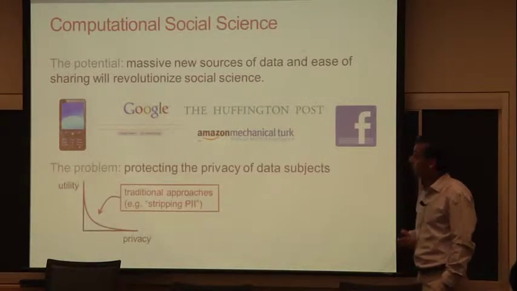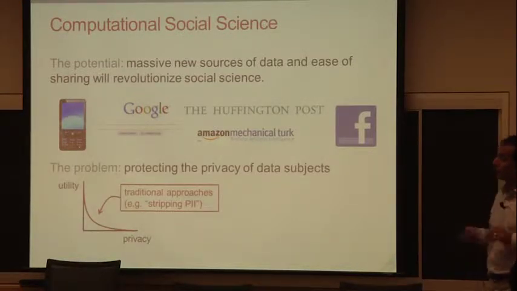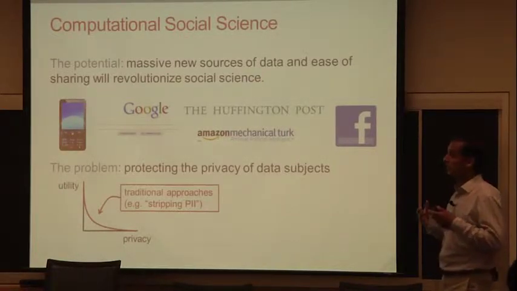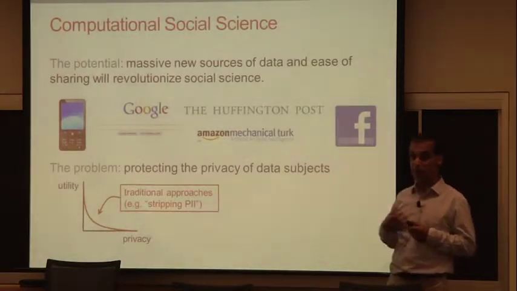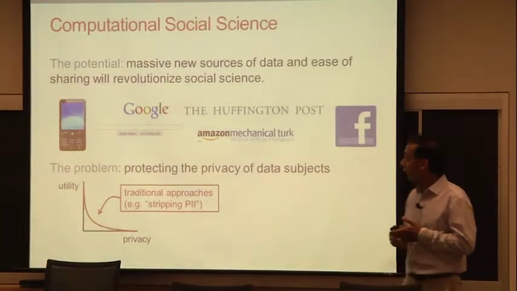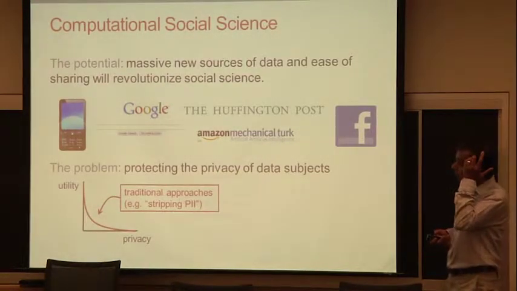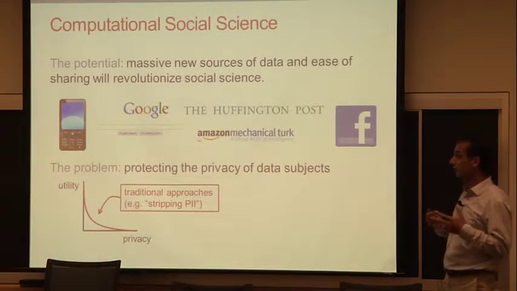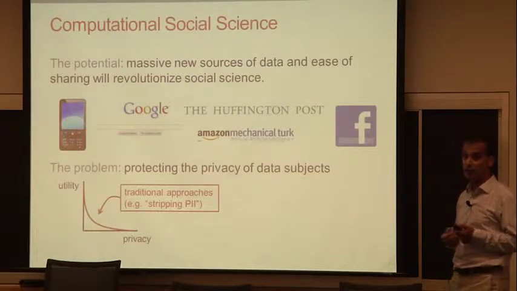However, a major problem for realizing the full potential of this vision of computational, data-driven social science is that many of these sources of data contain sensitive information about individuals, and currently social science researchers aren't equipped with tools to adequately protect the privacy of the data subjects while analyzing and sharing the data.